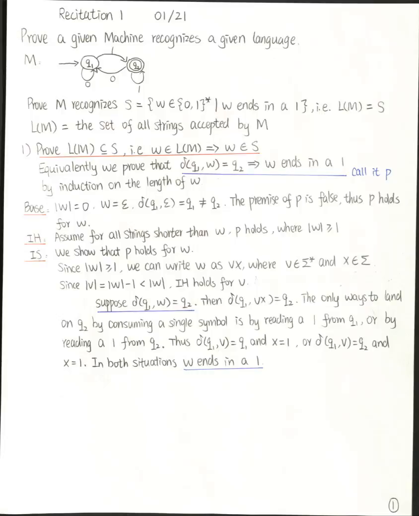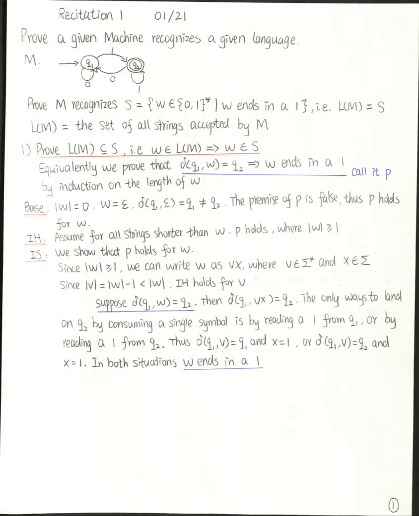Suppose the premise is true. Starting from Q1, reading the whole string W, the machine ends in Q2. Then I can replace this W with Vx. So from Q1, reading the string Vx, the machine ends in Q2. Now we analyze this machine. The only ways to land on Q2 by consuming a single symbol is by reading a 1 from Q1 or by reading a 1 from Q2.